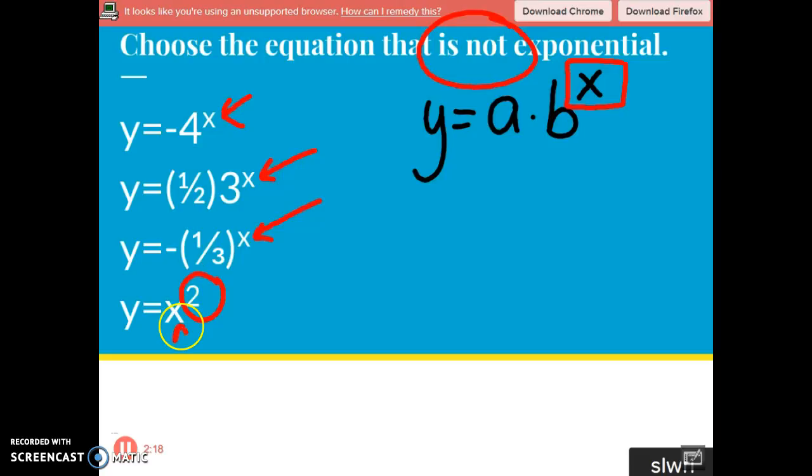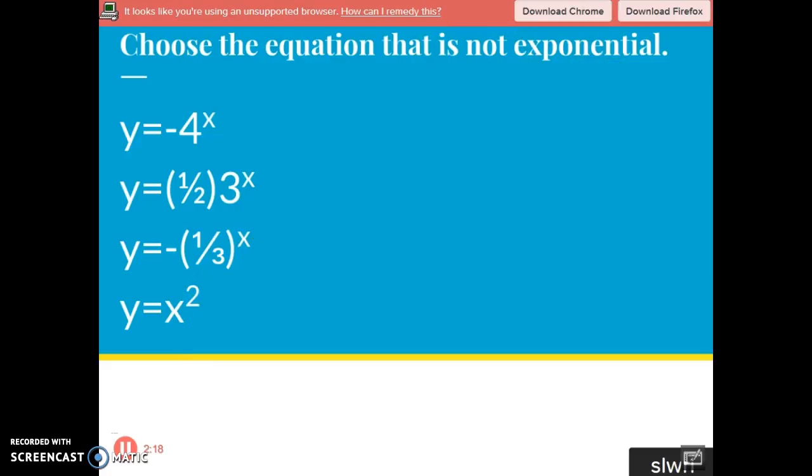The x here is a base, and a set number of 2 is the exponent. So this is not an exponential equation. So the correct answer would be y equals x to the second power. That's a quadratic equation.